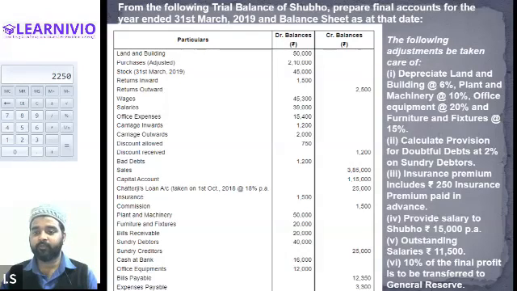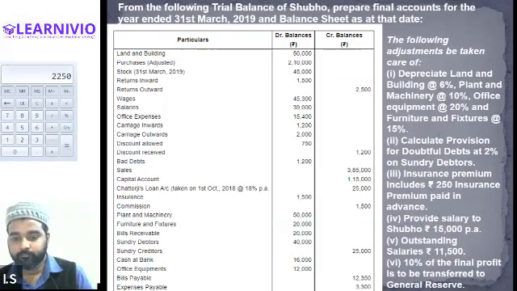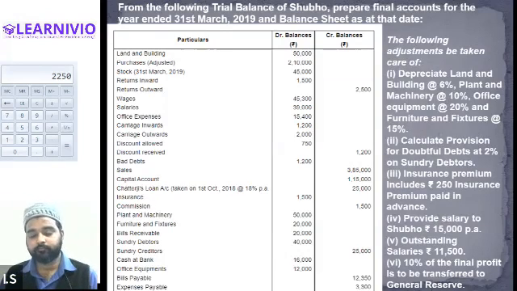I'll tell you how we will be doing that. But first of all, please calculate gross profit. Let me know the answer, then I'll help you to calculate net profit, and I'll tell you how we deal with adjustment number 6. So all of you first calculate gross profit.